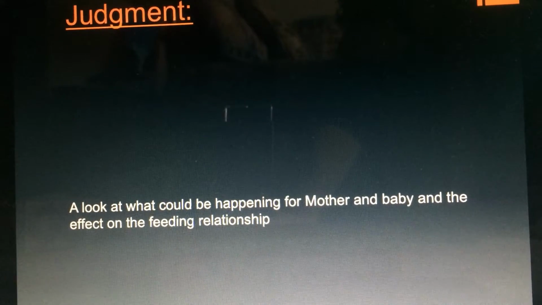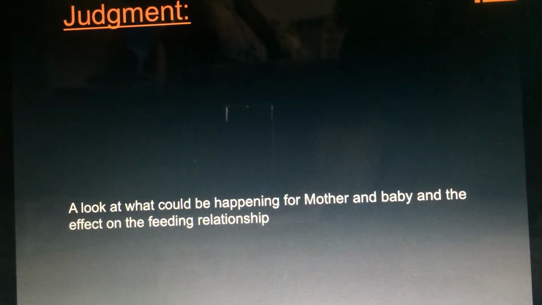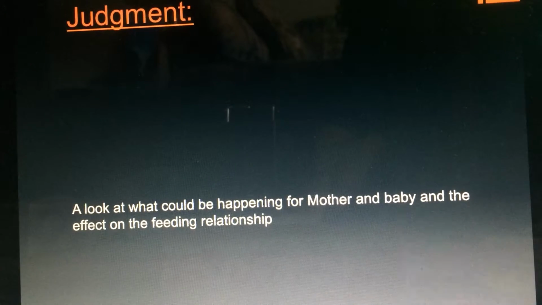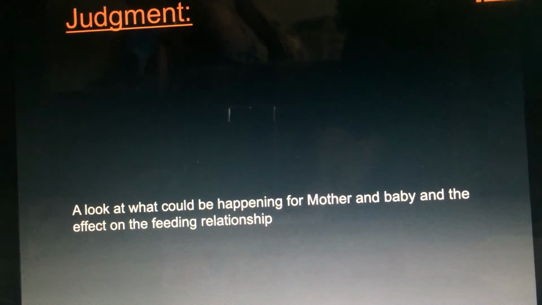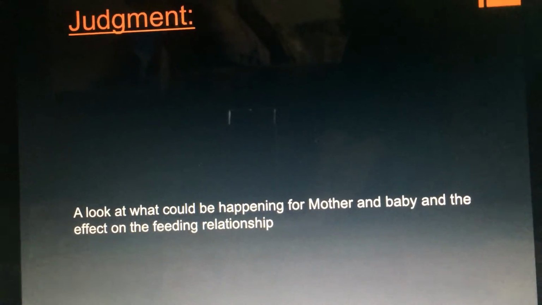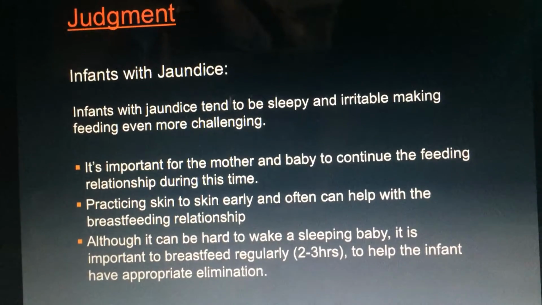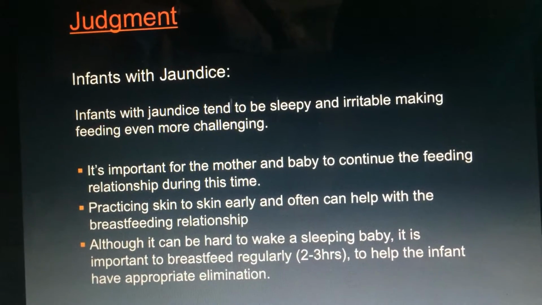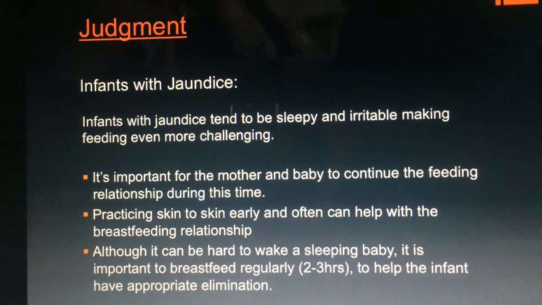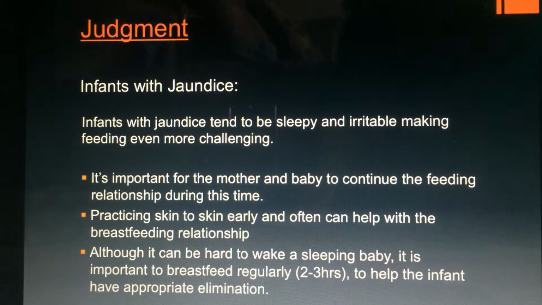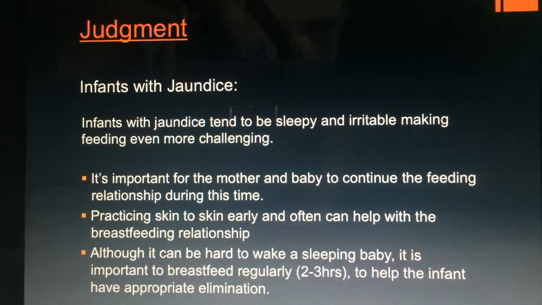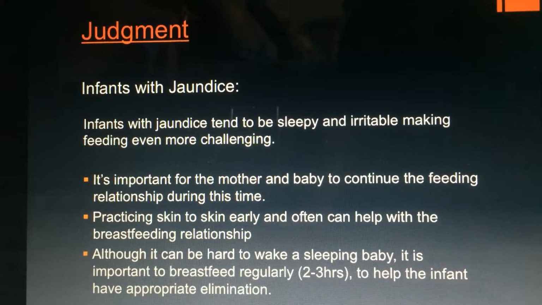In the judgment section of the framework, I looked at what could be happening for mother and baby and the effect on the feeding relationship. One main priority that comes to light in infants with jaundice is that they tend to be sleepy and irritable, making feeding even more challenging.